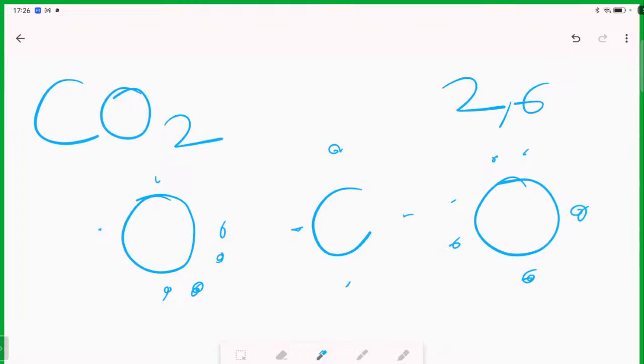तो अब क्या होगा? कार्बन इनके साथ फॉर्म करेगा डबल बॉन्ड. कैसे? दिस एंड दिस, और ये जो इलेक्ट्रॉन्स भी हैं, those will also form bond.